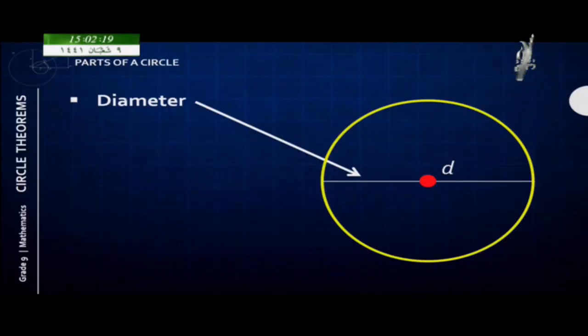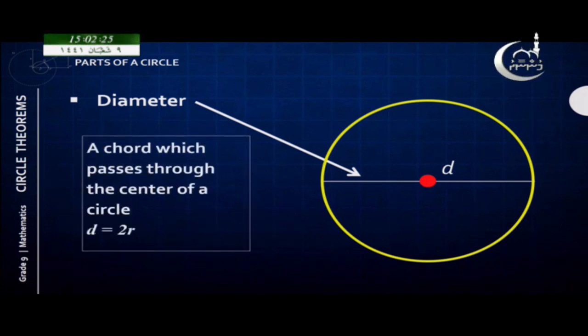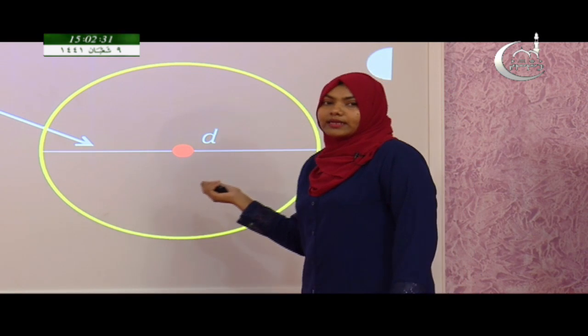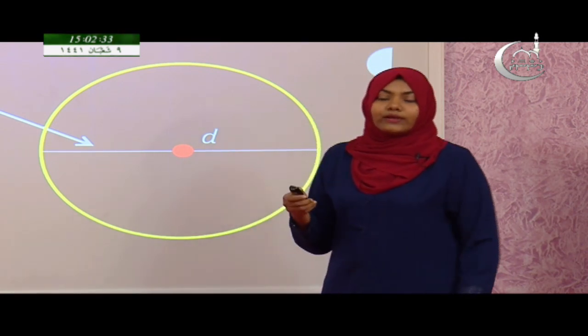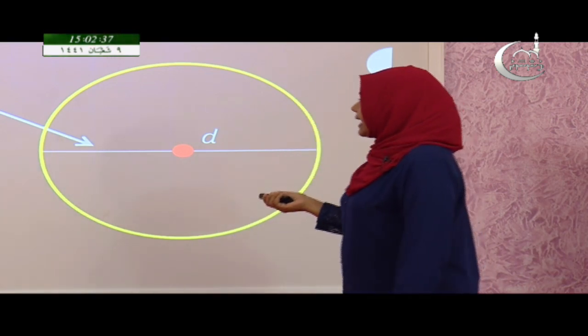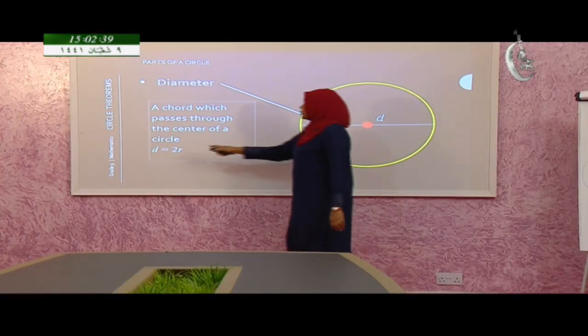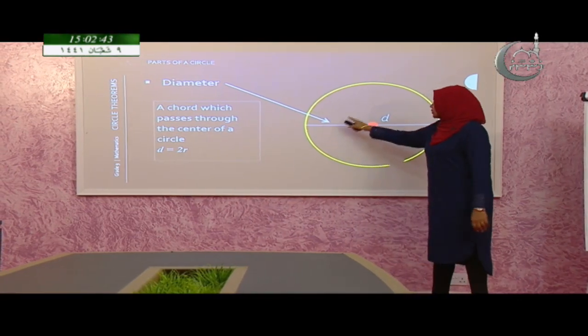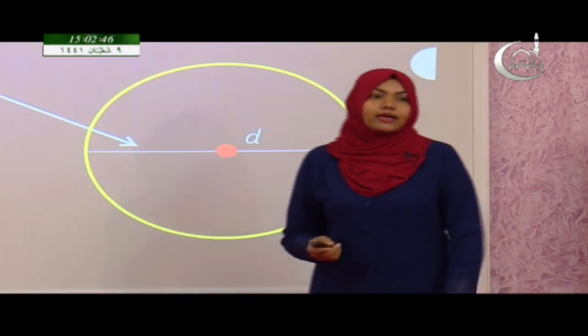The next is diameter. This is also a chord, and it is the longest chord of the circle, which passes through the center of the circle. That is the special feature of a diameter. A diameter is a chord which passes through the center of the circle, and it is always 2 multiplied by r. From here you can see two radii complete a diameter.